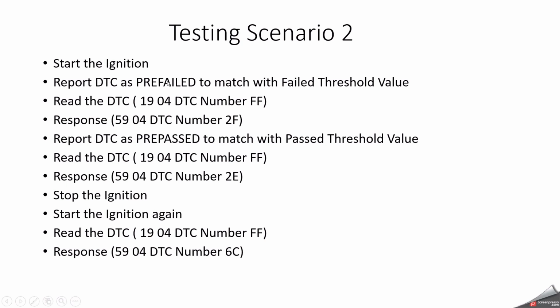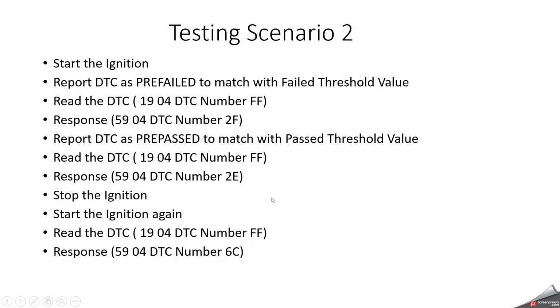After reporting 5 times, I read the DTC status and get 2F, meaning the DTC is confirmed, meaning the fault is accepted. Then I report the DTC as pre-passed in the same driving cycle to match the passed threshold value. When I read, I get 2E. I end the driving cycle, stopping the ignition, and start the ignition again. I read and get 6C.